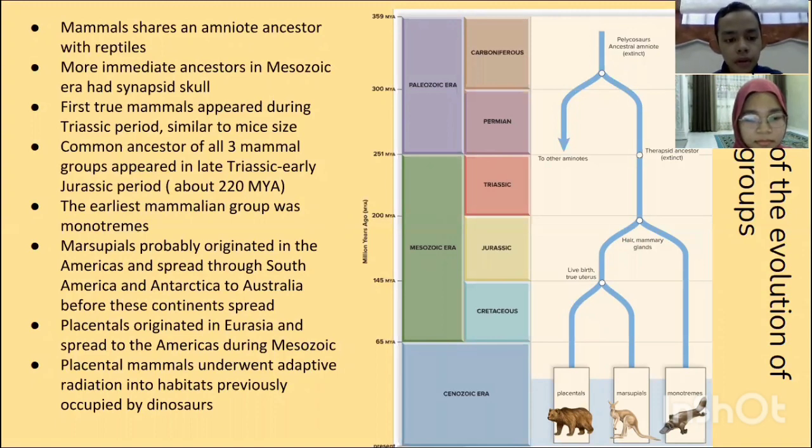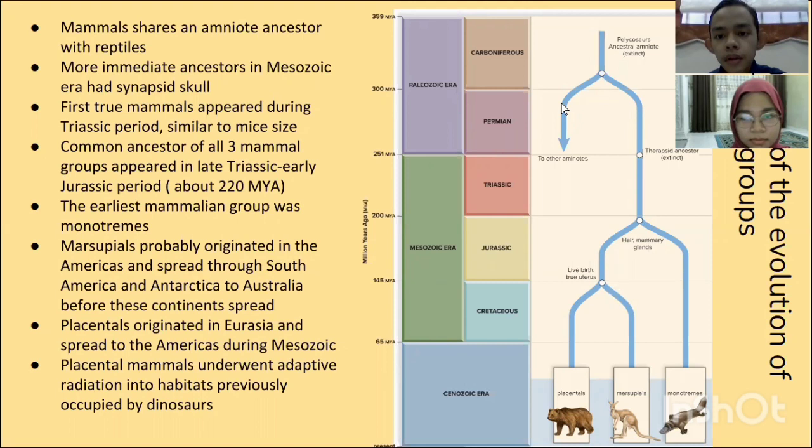The placental mammals underwent adaptive radiation into habitats previously occupied by the dinosaurs. So this is the timeline of the evolution for the mammal group. You can see here we have three eras: Paleozoic era, Mesozoic era, and also the Cenozoic era. So the first one is the Paleosaurus, that is already extinct.